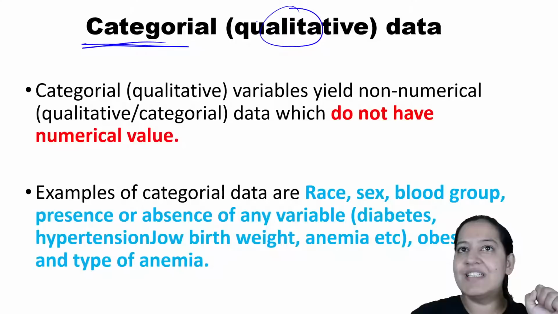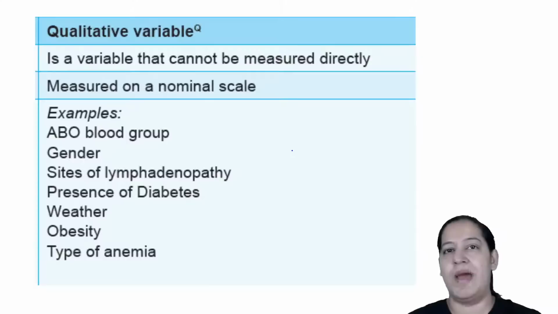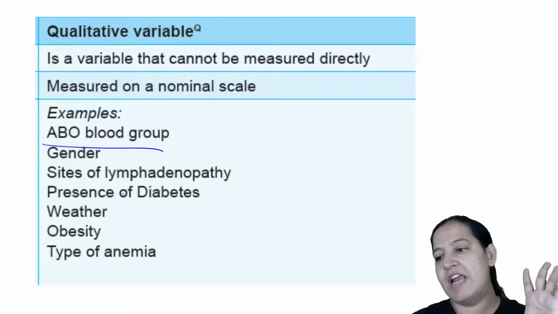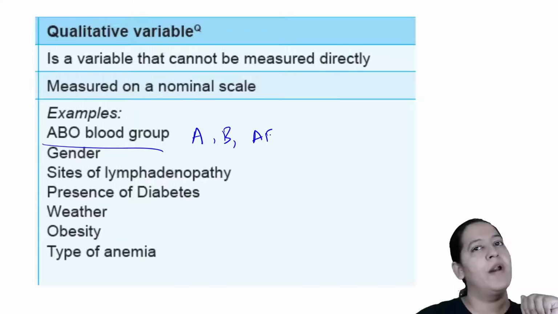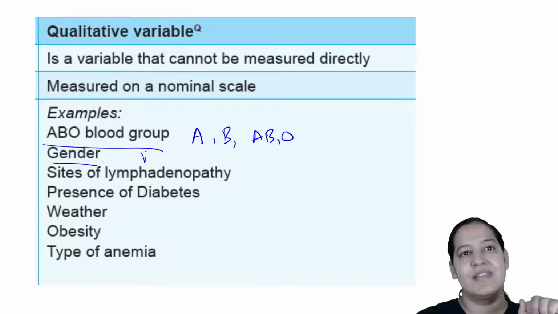So here these data do not have any numerical value. Let me take an example. What is your blood group? Tell me, what is your blood group? Is it some number? No. Is it either blood group A, blood group B, blood group AB, or blood group O? It is not a number. So that's why it is categorical or qualitative data. What is your gender? So whether it is male or whether it is female, it is not some number.